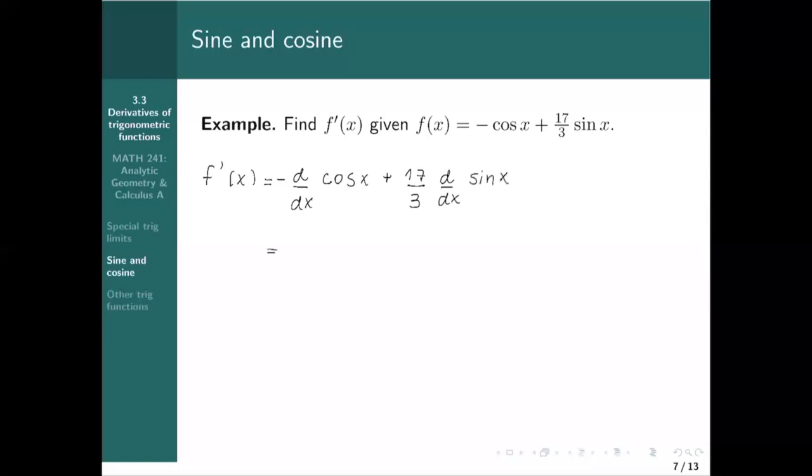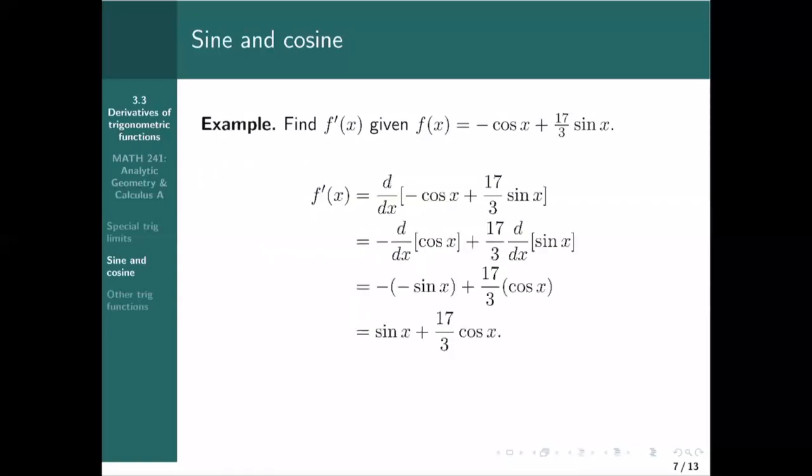Well, we just saw that the derivative of cosine of x is minus sine of x. So we have a minus in front, and then the derivative of cosine is minus sine of x. The 17 over 3, we repeat. And then the derivative of sine of x is equal to cosine of x. So this tells me that the derivative of that function is equal to sine of x plus 17 over 3 cosine of x.